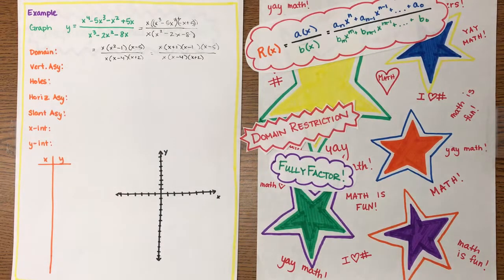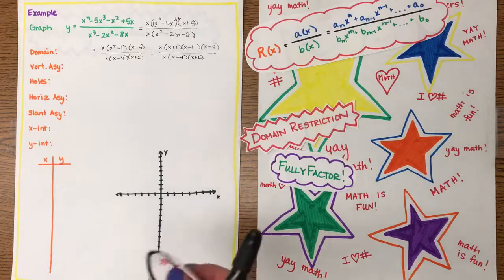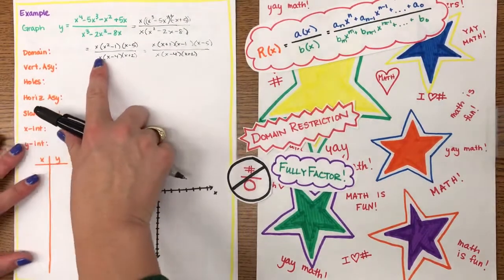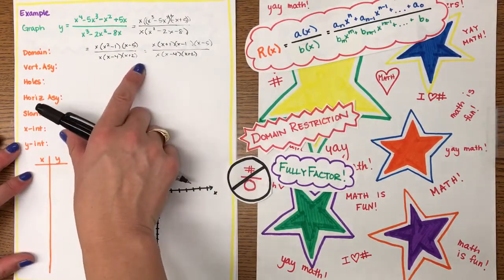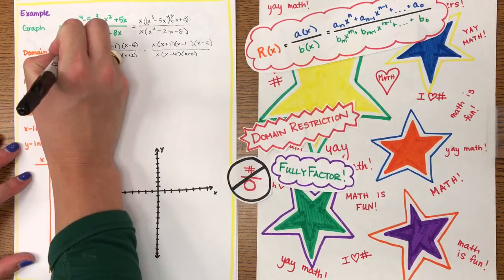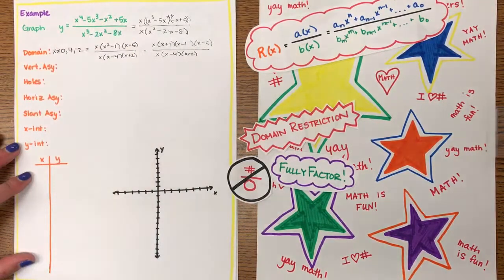So now that I have my graph completely factored, I'm looking for my domain restrictions, which are when there is a number divided by 0. Any value that makes my denominator equal to 0 is going to be a domain restriction. So that is x cannot be equal to 0, 4, or negative 2.